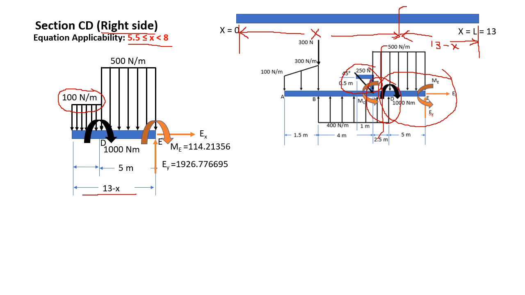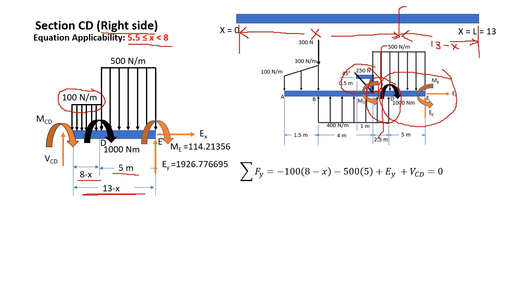Okay? So what would be our section? So if this whole length is 13 minus x, and this length from D to E is 5, then this length from the section to D is 8 minus x, 13 minus x minus 5. And then don't forget to put our shear and our bending moment. This time, since we're using the right side of the section, VCD is assumed to be upwards and MCD is assumed to be clockwise.